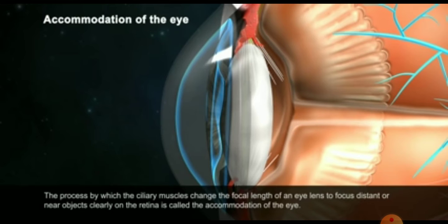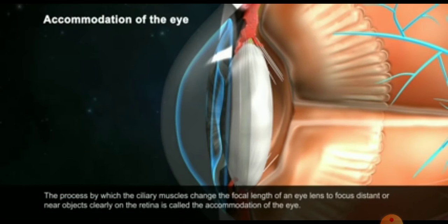Again I am explaining to you about accommodation of the eye. You can see in this video. What is accommodation of the eye? Accommodation means the ability to focus the eye on nearby and distant objects. That is known as power of accommodation.